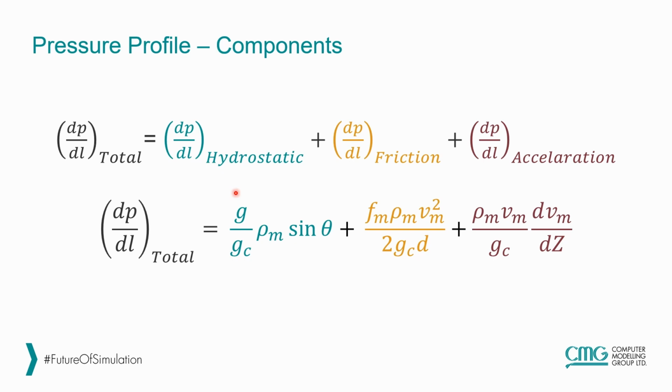First, let's look at the components of any pressure change along pipelines, as this will help us to better understand the pressure profile of CO2. So the total pressure change of a pipeline includes three main components: the pressure change due to hydrostatic, friction, and acceleration, which we normally can ignore.